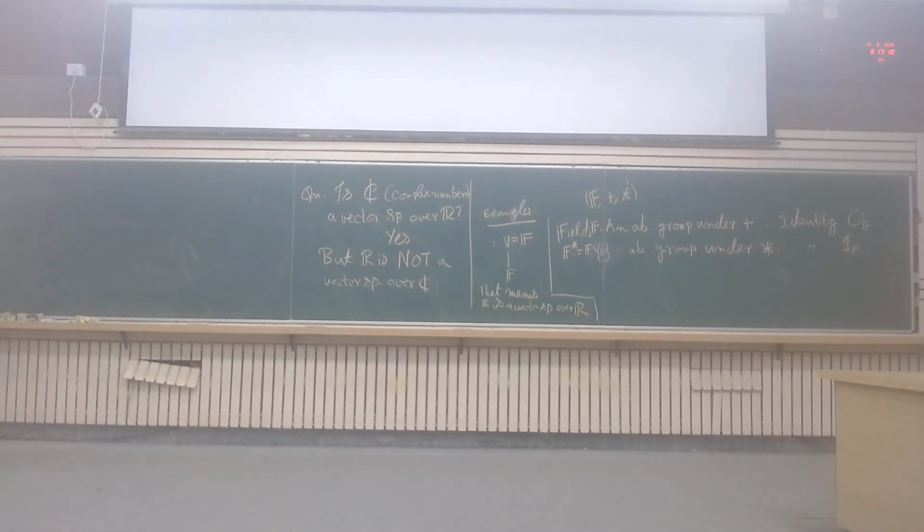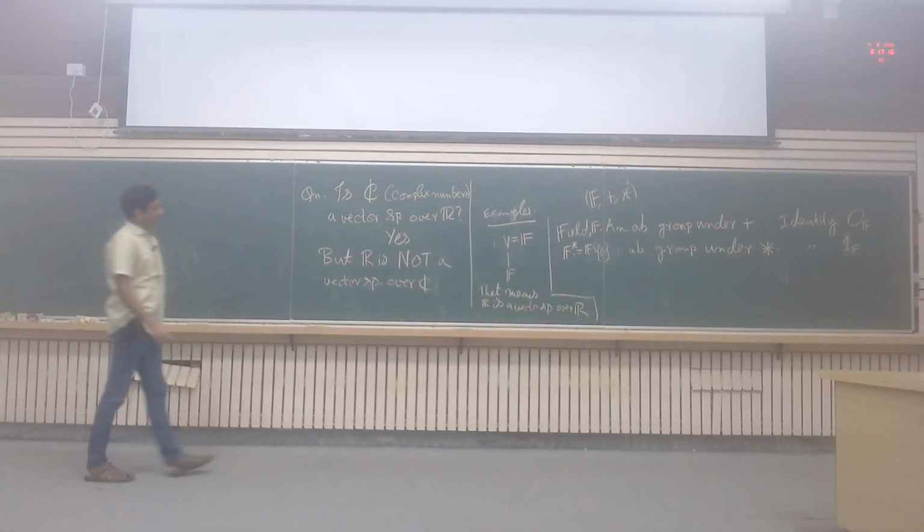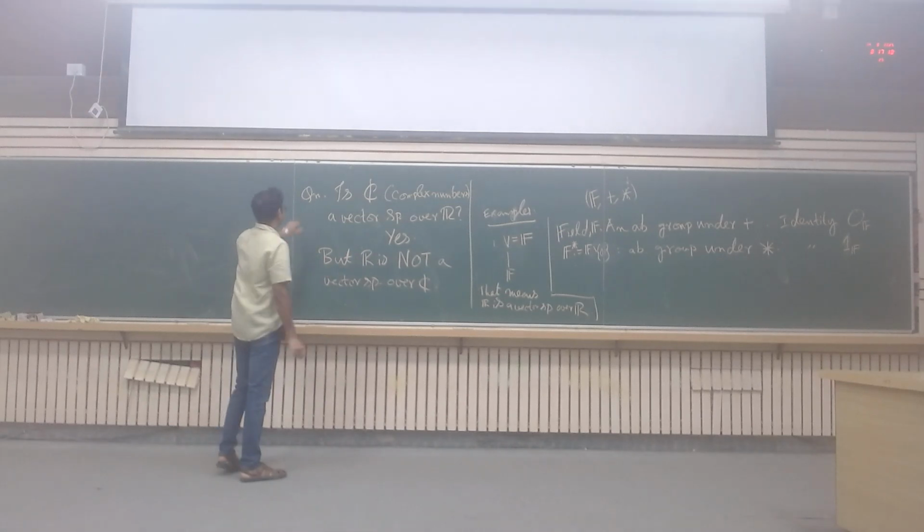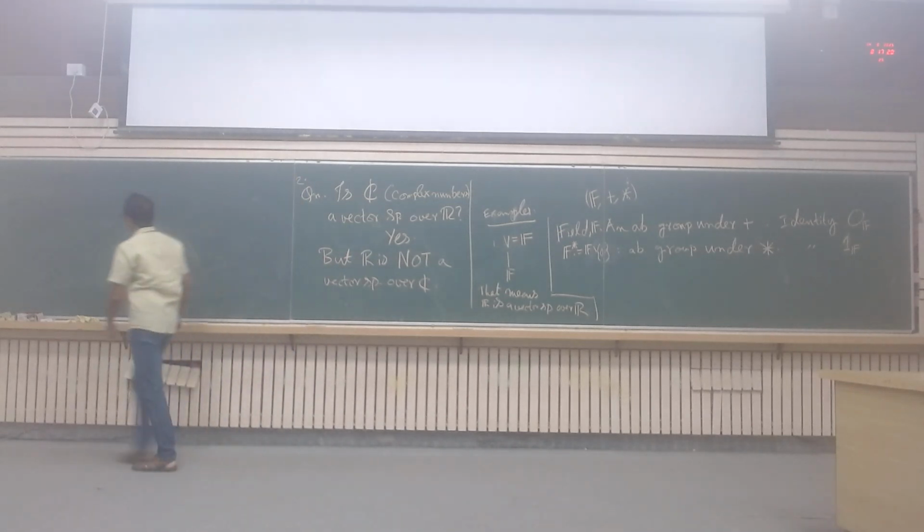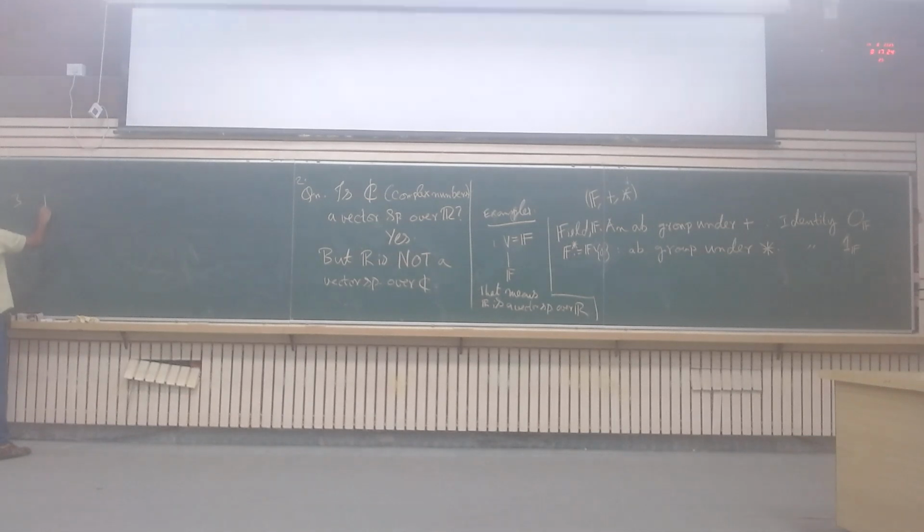So here's another example that we can draw. Okay. So this was our first example, this was our second example, and this will be now our third example. That is R2 over R. This is the vector space V, and this is our field F.